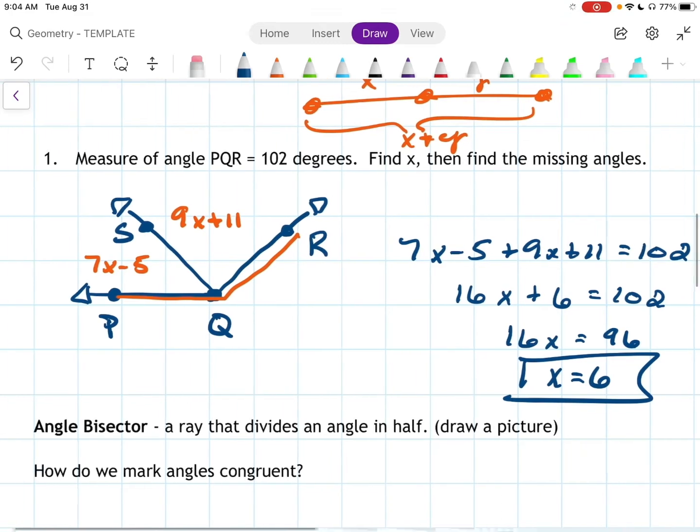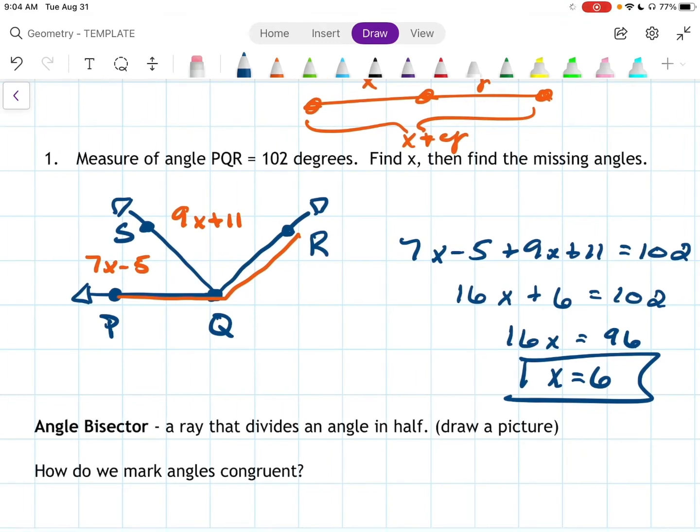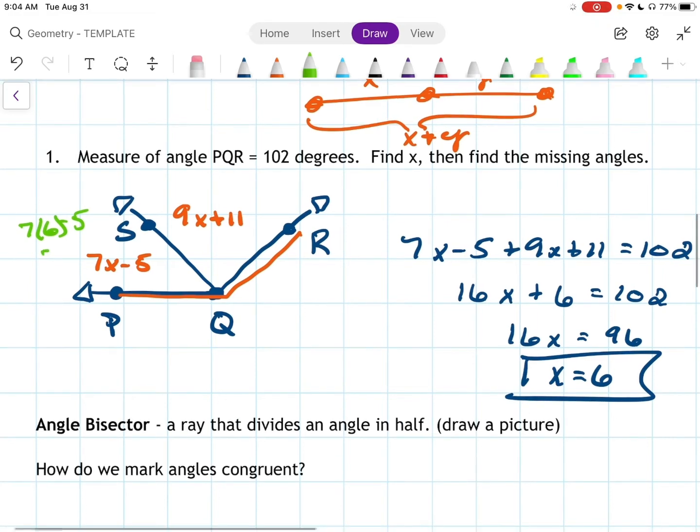Now to plug back in, I'm just going to put my 7 times 6 minus 5. I'm going to type that in, and I got 37 degrees. For the other one, I'll have 9 times 6 plus 11, and that's going to be 65 degrees. So those are my missing angles, but I want to label them here.